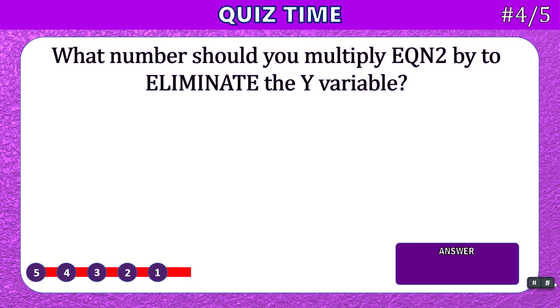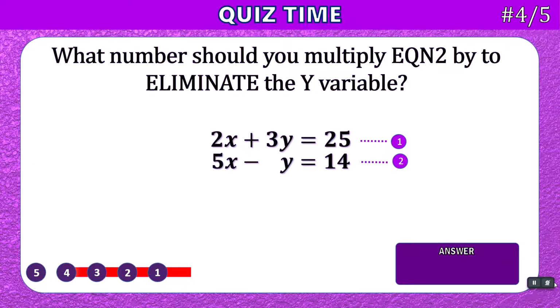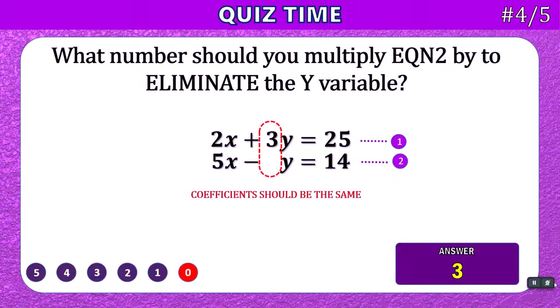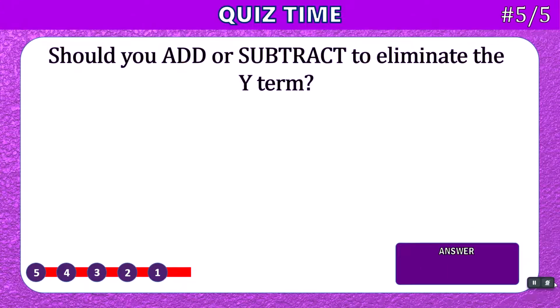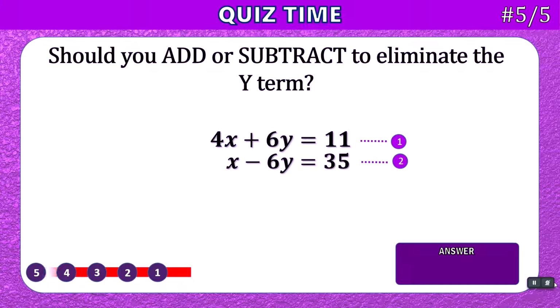Question 4. What number should you multiply equation 2 by to eliminate the Y variable? Time's up. The answer is, we can see that there is a 3 on the top and a 1 at the bottom. And so if we multiply the second equation by 3, they will both be 3. And last question, should you add or subtract to eliminate the Y term? Time's up. We can see that the signs are different. And when the signs are different, we add.